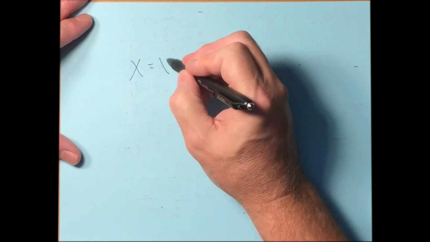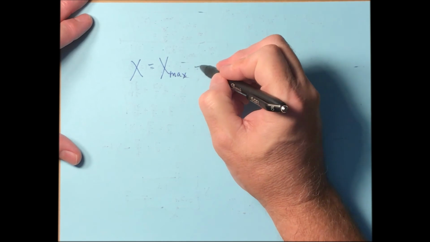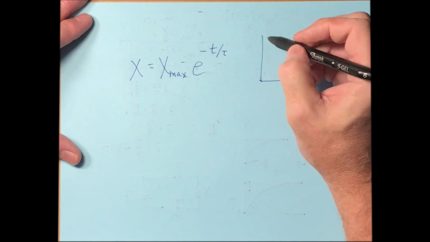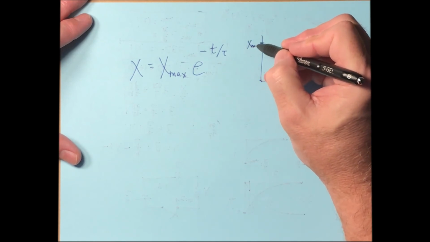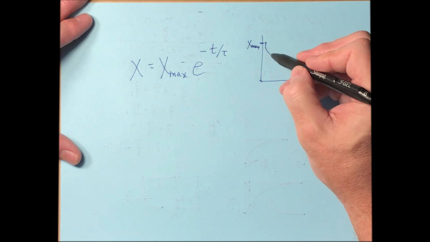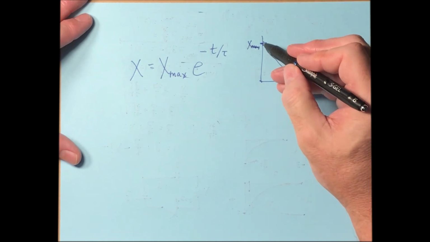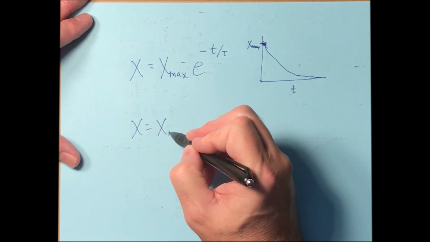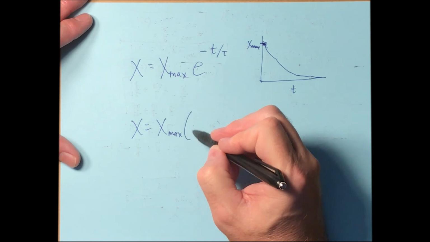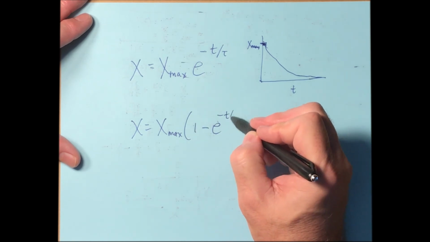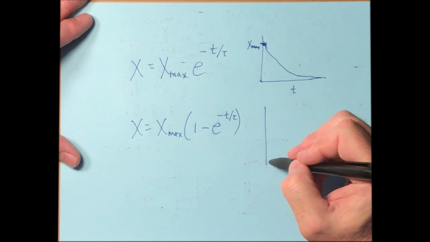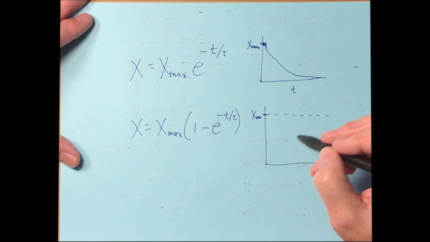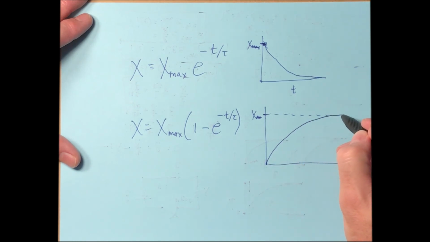x equals x max times e to the negative t over tau. That's the decaying exponential that starts off at some x max value and decays over time. You've seen that. The other form of the equation we've seen is x equals x max times 1 minus e to the negative t over tau. And that's the one that rises up to its max and settles in, reaching it in the limit.